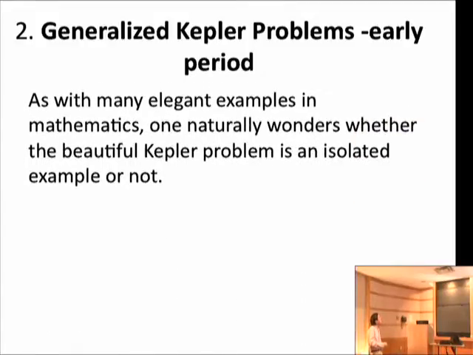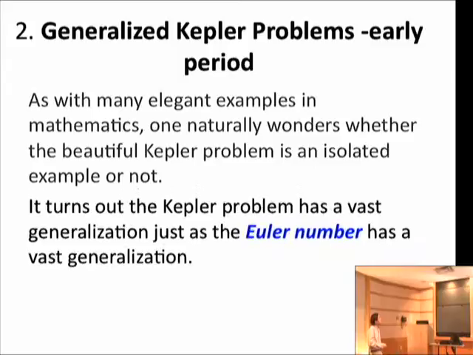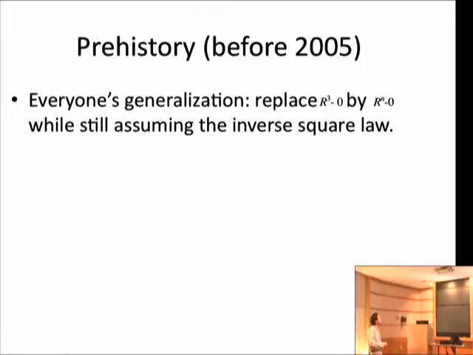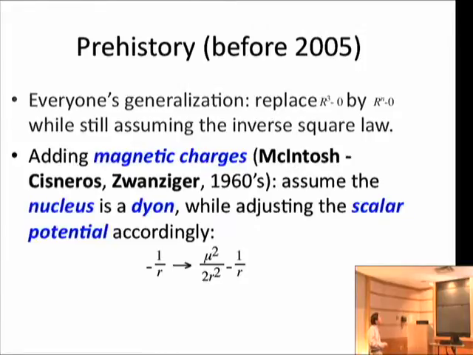Now, we'll talk about the generalized Kepler problem in its early period. As with many elegant examples in mathematics, one naturally wonders whether the beautiful Kepler problem is an isolated problem or not. It turns out the Kepler problem has a vast generalization, just as the Euler number has a vast generalization. Here is the prehistory. First, there is the dimensional generalization. We replace R^3 minus the origin by R^n minus the origin, while still assuming the inverse square law. Then the system is still superintegrable.